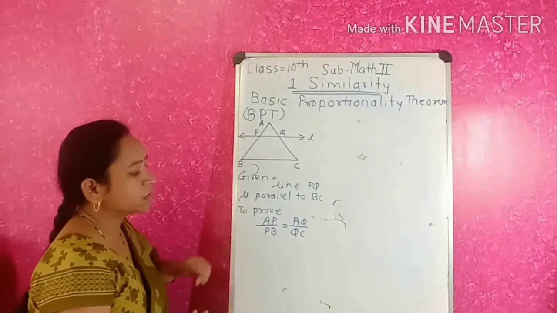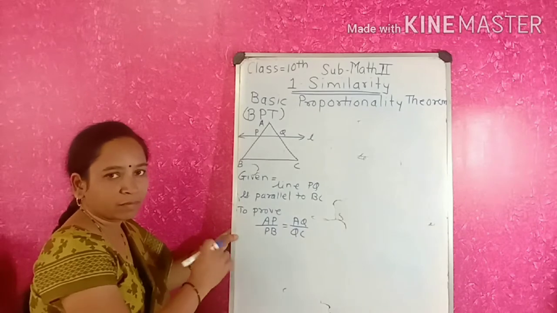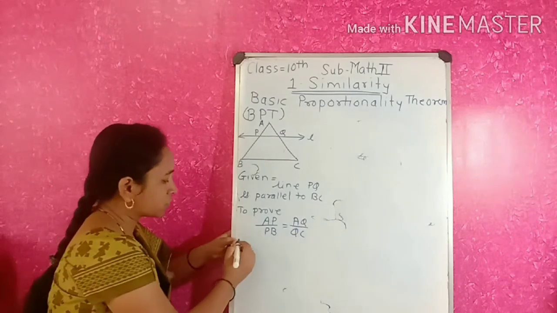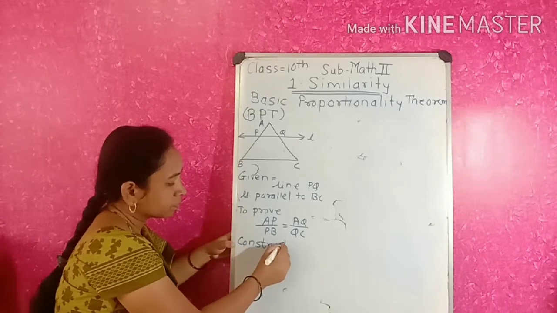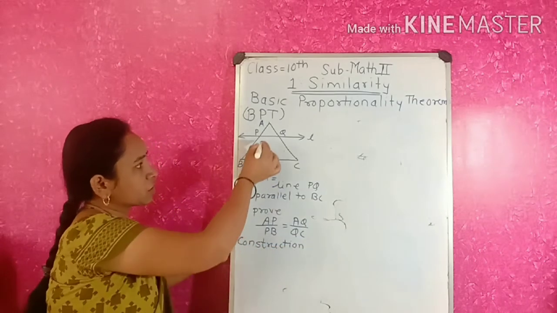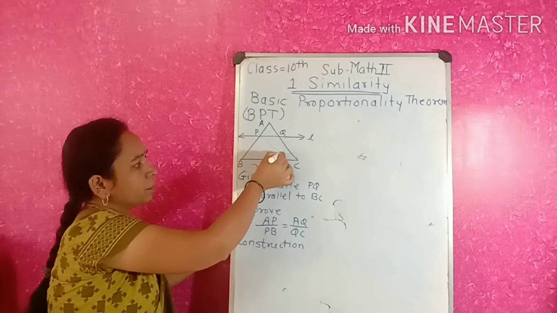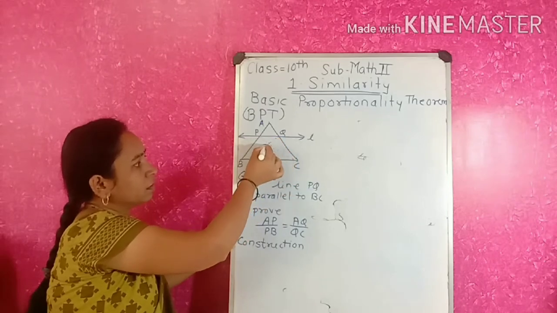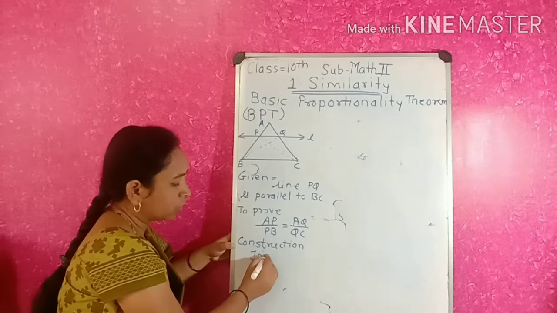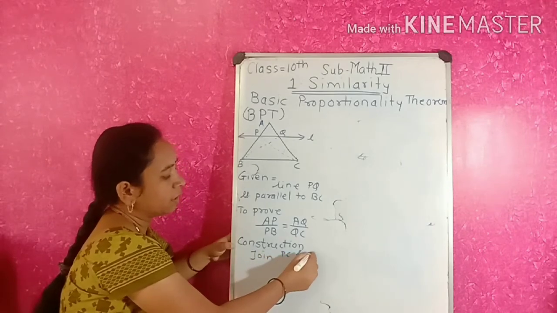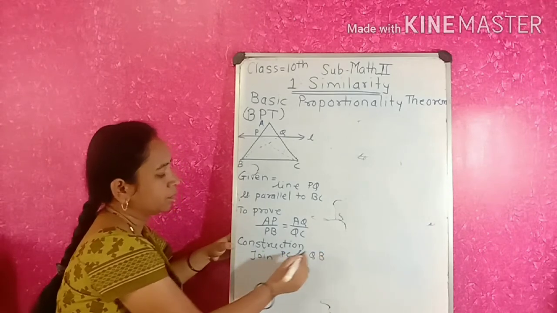So to prove this theorem, I have to do some construction. So next part comes construction. In this construction, I am going to join PC and QB. So join or draw PC and QB.